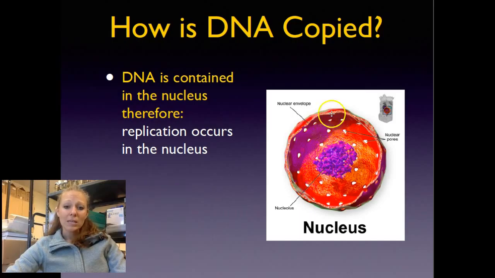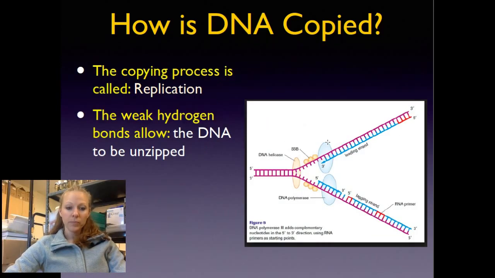It's contained in the nucleus. That's the job of the nucleus, to protect the DNA. And because DNA stays in the nucleus, that's where it has to be replicated. That should make a lot of sense. So because DNA stays in the safe nucleus, replication occurs right there. The process is called replication because we're making a replica, or an exact copy, of the DNA.